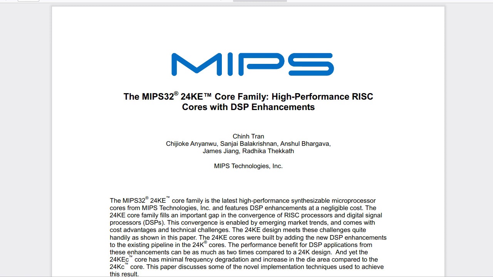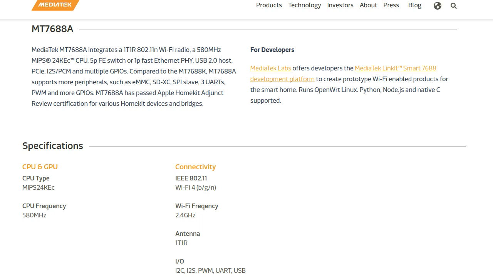MediaTek tacks on their own stuff to make this a system on a chip. So it has a 2.4 GHz Wi-Fi chip, Ethernet, a 5-port switch, USB, SPI, I2C, and some GPIO for blinking lights. It's a single core chip running at 580 MHz, and by today's standards that seems pretty slow.